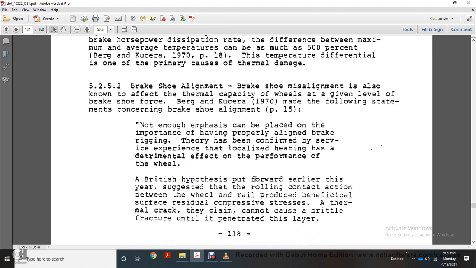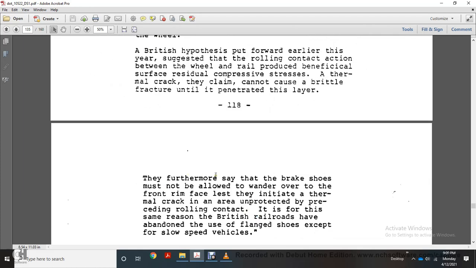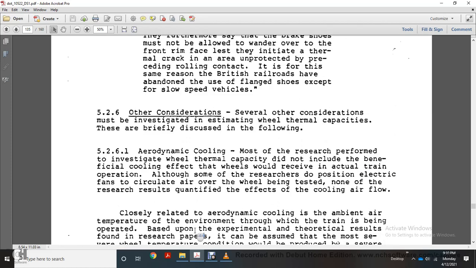The British put forward earlier this year the suggestion that the rolling contact action of the wheel on the rail produces a beneficial surface layer of residual compressive stresses against thermal cracks. They claim that a thermal crack cannot cause brittle fracture until it has penetrated this layer. Therefore, they say the brake shoe must not be allowed to wander over the front of the rim face, lest it initiate thermal cracks in an area unprotected by preceding rolling contact. It is for the same reason that British railroads have abandoned the use of cast iron shoes except for slow speed vehicles.